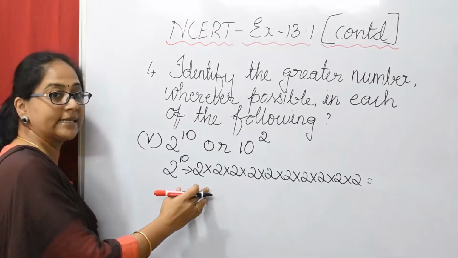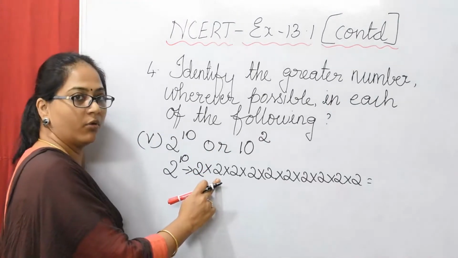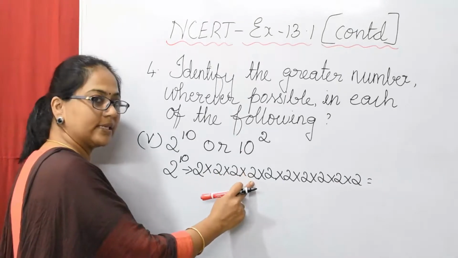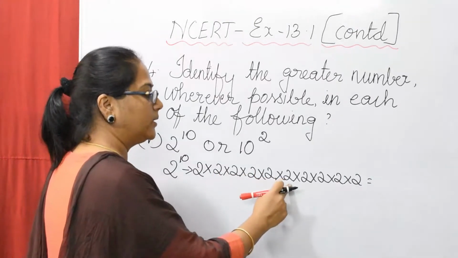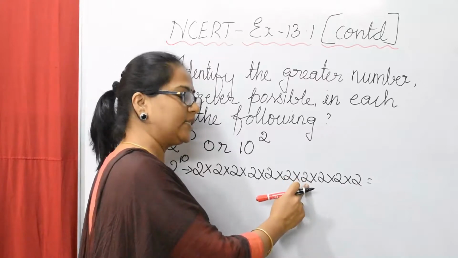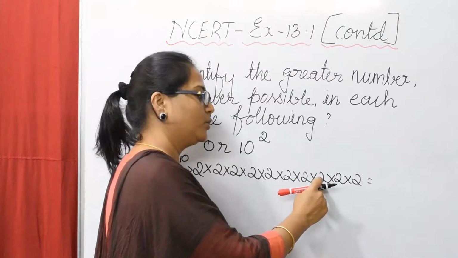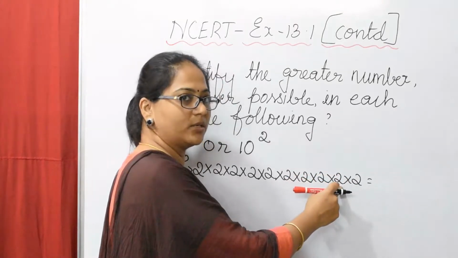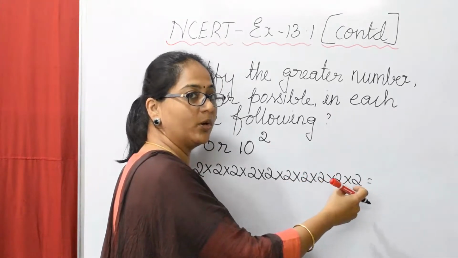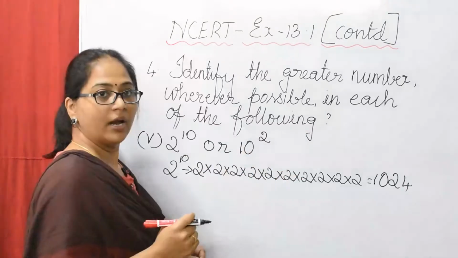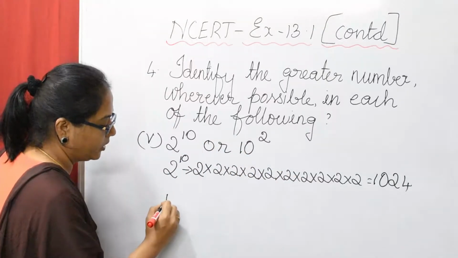So now let us calculate. 2 2s are 4, 4 2s are 8, 8 2s are 16, 16 2s are 32, 32 2s are 64, 64 2s are 128, 128 2s are 256, 256 2s are 512, 512 into 2 is 1024. Understood? Now 10 power 2.